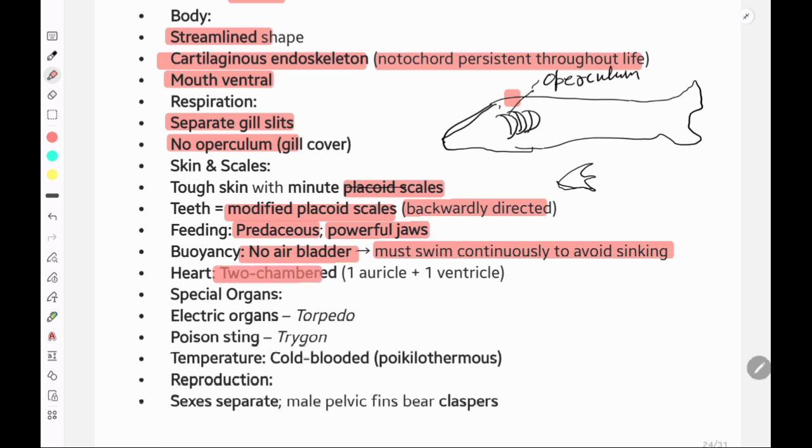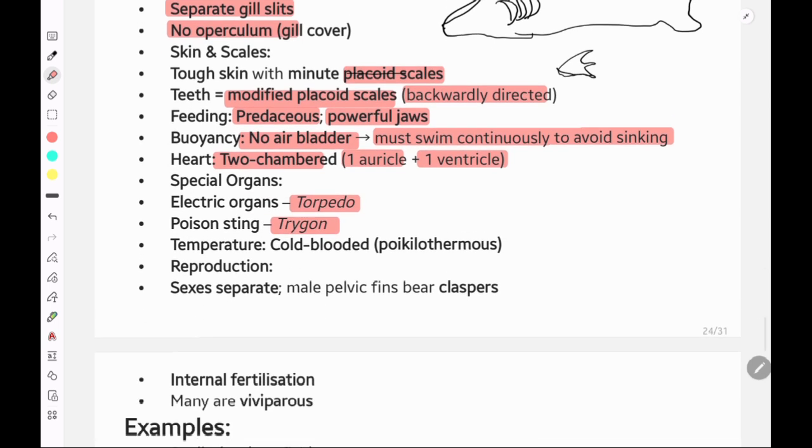They have a two chambered heart. One is the auricle and one is the ventricle. The electric organ is in the torpedo. Those with a poison sting are called trygon. They are cold-blooded fishes.